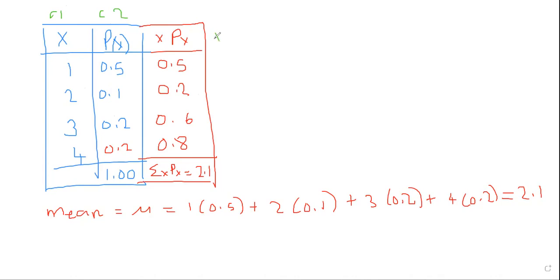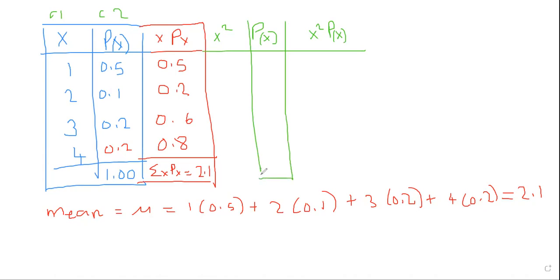Then to find the variance, firstly, we square the values of x. Then you multiply by the probability that we already have there. Then you apply these two, you get x squared px. We already have the probabilities: 0.5, 0.1, 0.2, and 0.2.